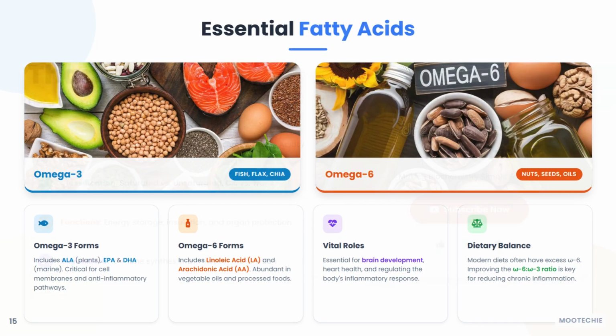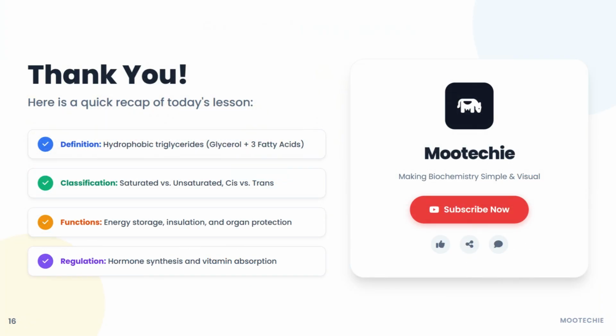And that brings us to the end of our lesson. Thank you for joining me. Here's a quick recap of what we covered today. We learned the definition. Fats are hydrophobic triglycerides made of glycerol and 3 fatty acids. We explored their classification, saturated versus unsaturated, and cis versus trans configurations. We discussed their vital functions, from energy storage and insulation to organ protection. And we saw their role in regulation, in hormone synthesis and vitamin absorption.